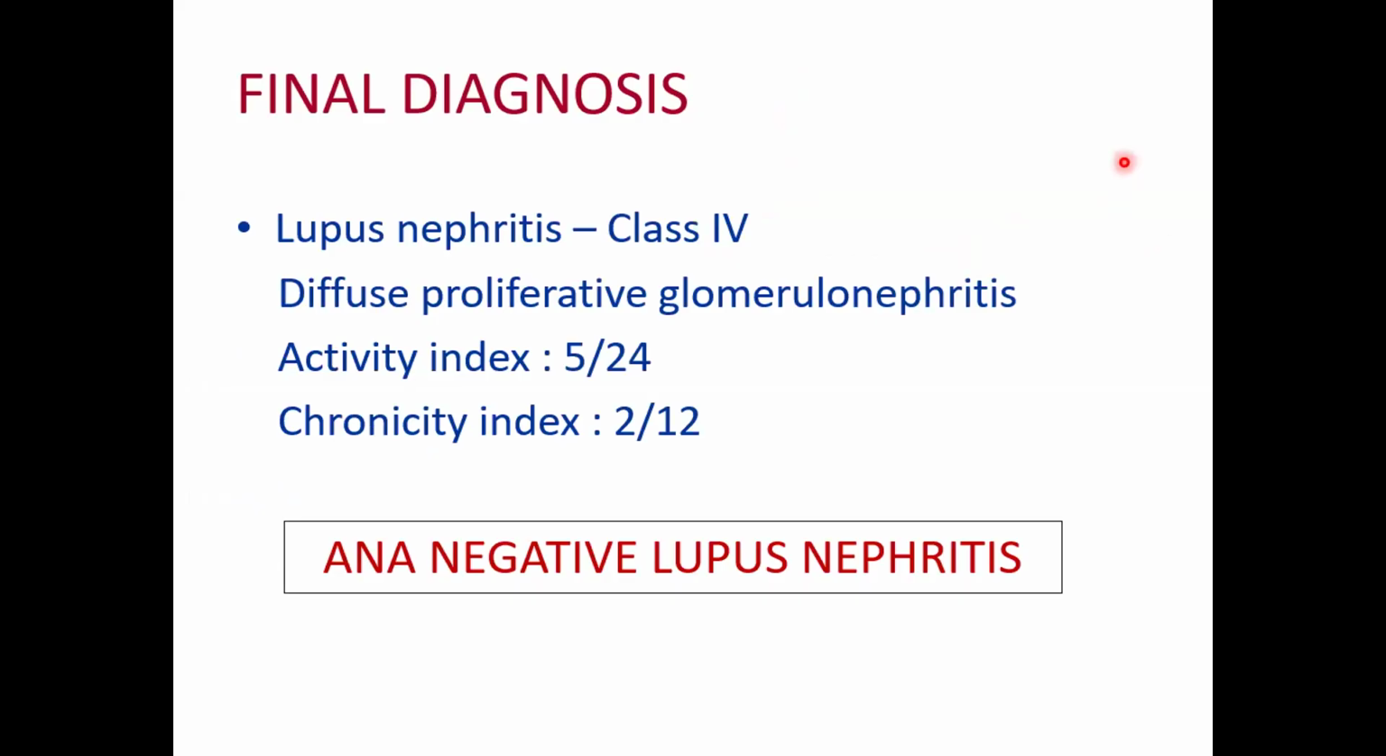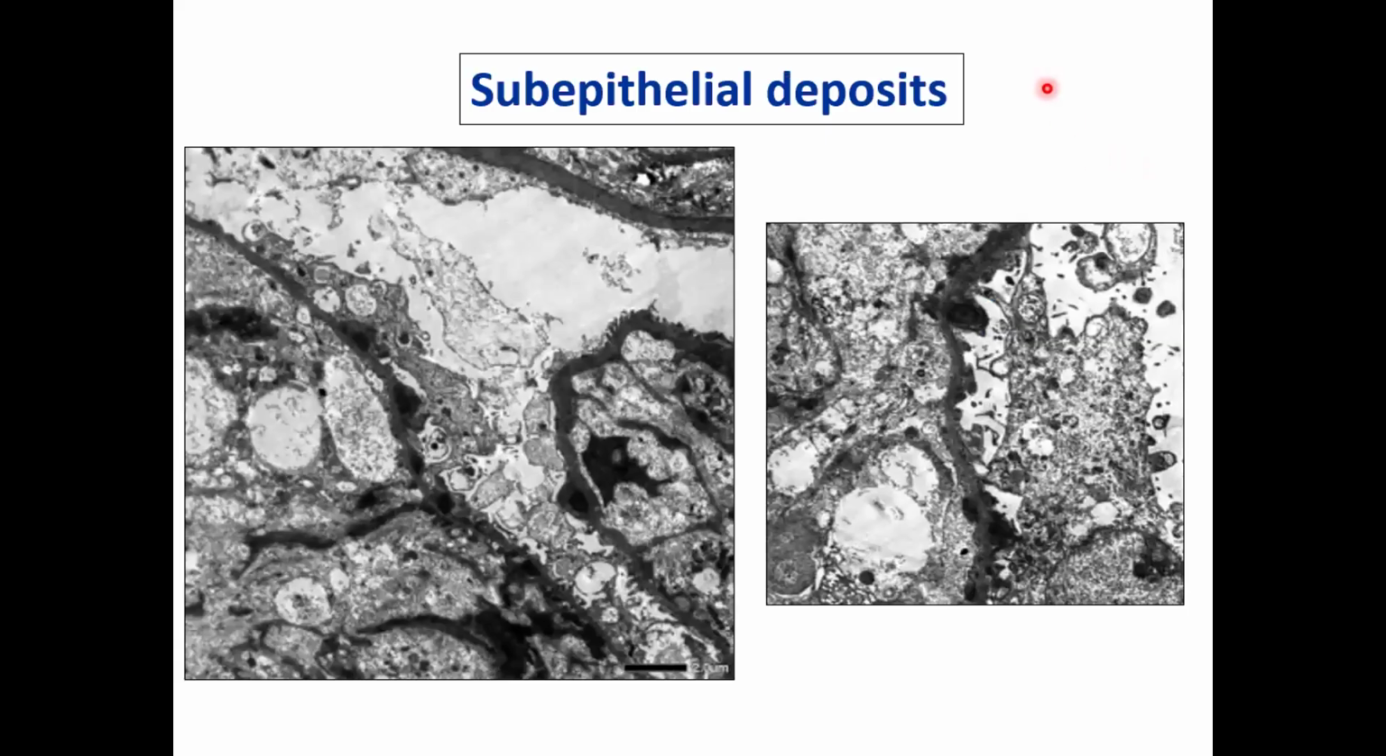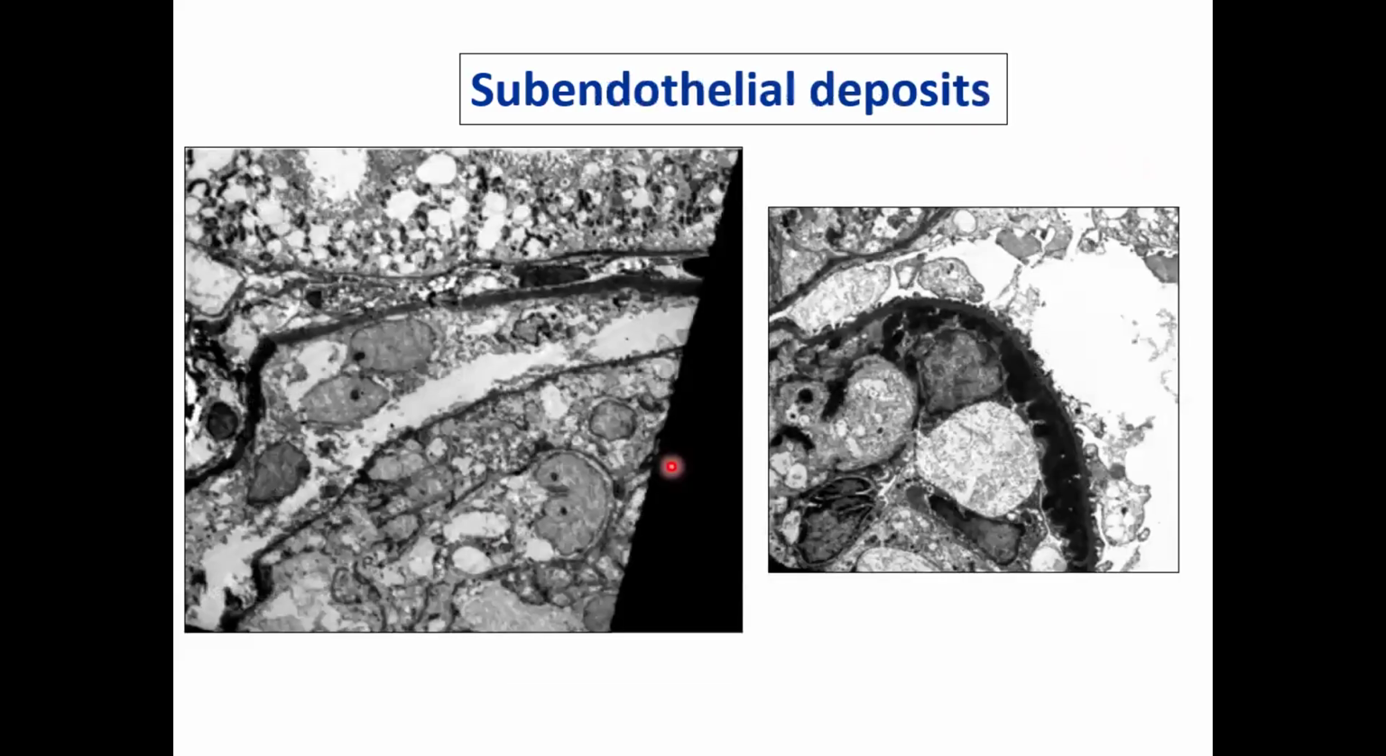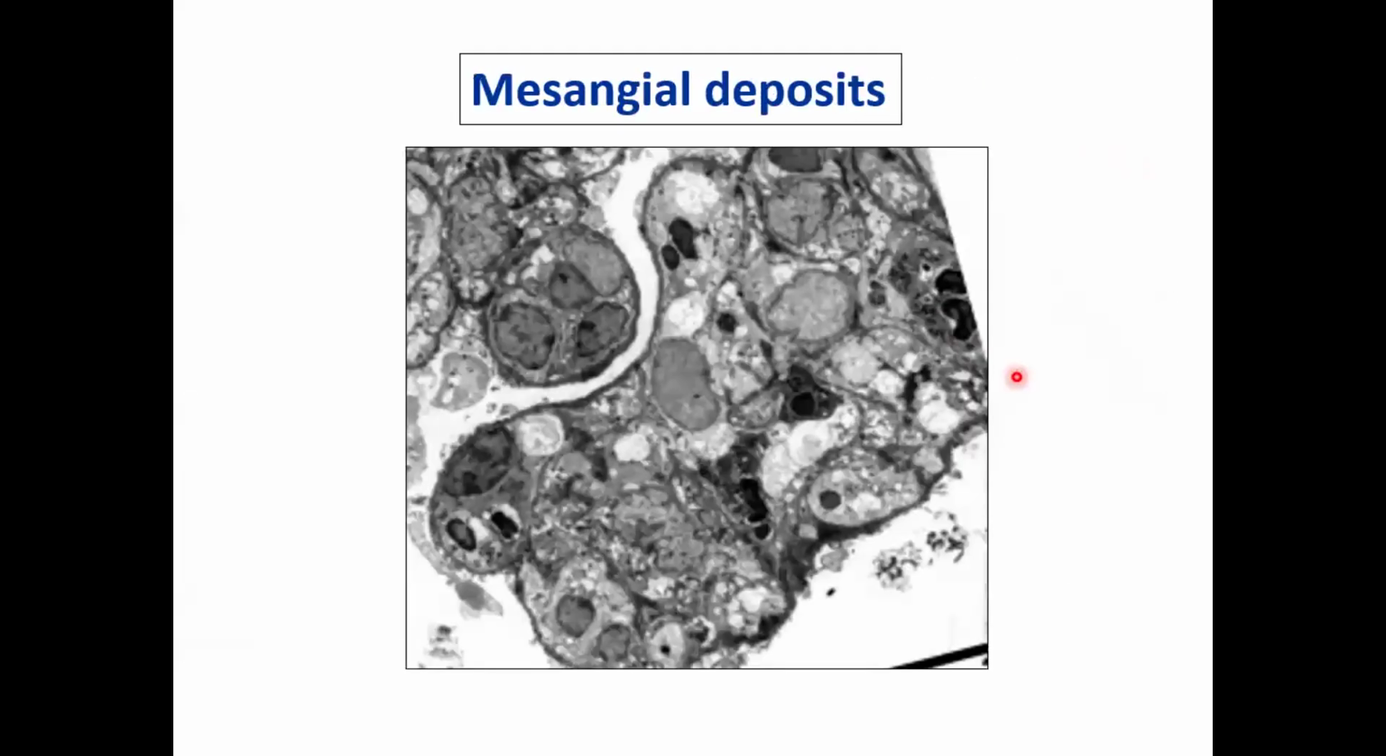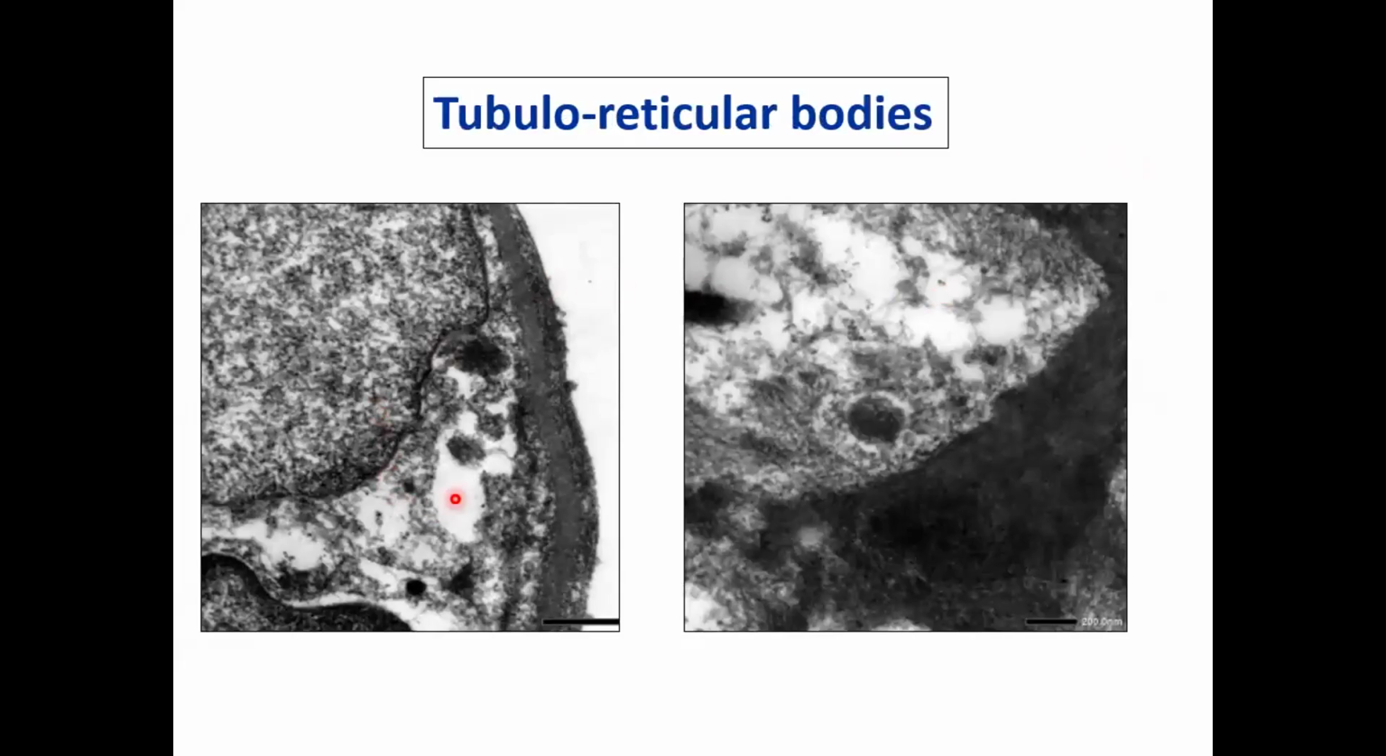In this, since ANA was negative, we gave the diagnosis as ANA negative lupus nephritis. And we sent the specimen for electron microscopy also for confirmation. We could see electron dense subepithelial deposits. Subendothelial deposits were also present, and mesangial deposits were present. And also, there were tubular reticular bodies.